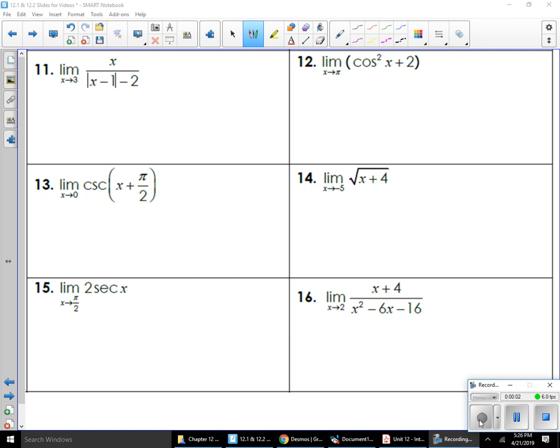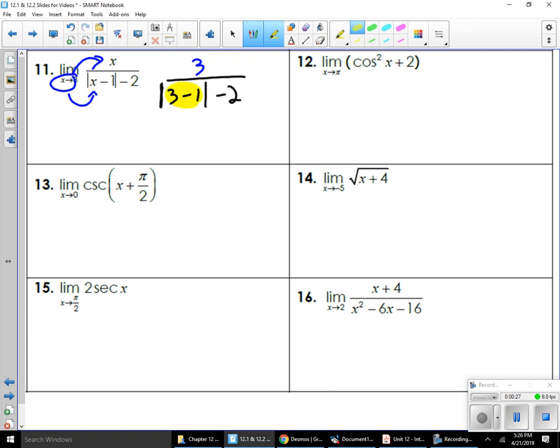And we're back with another set of ugly functions to check and see if we are allowed to determine the limit. So taking a look at what we have here, we want the limit as this function approaches 3. So if we're allowed to do direct substitution, then I would just substitute that 3 in and see what happens. Unfortunately, note that I have a 3 minus 1 in that absolute value, which is 2, which we cannot do. That is undefined. So we can't do direct substitution for number 11.